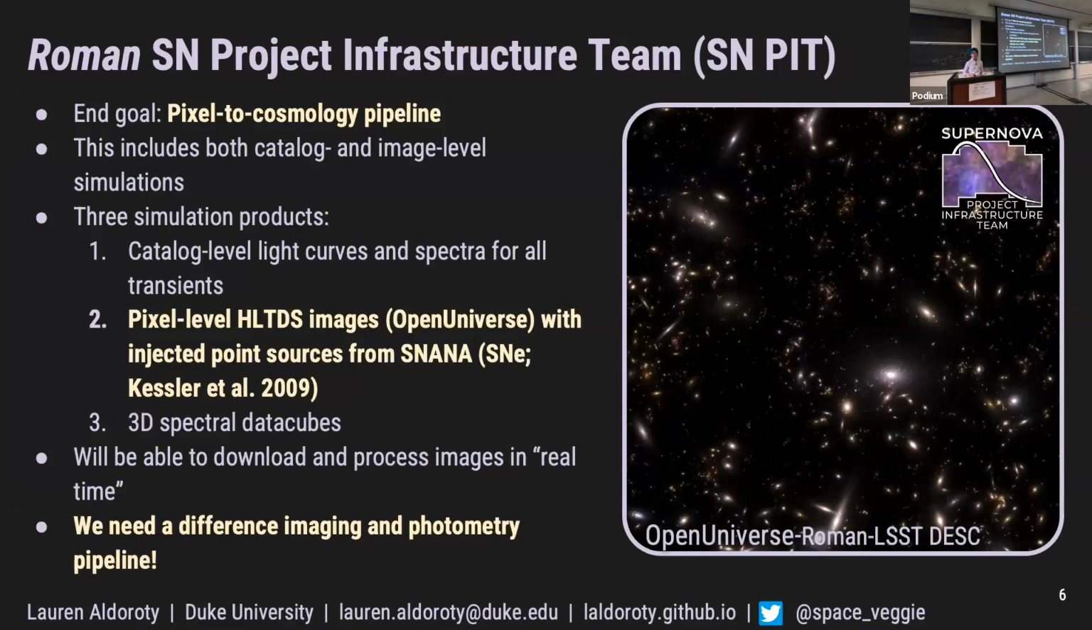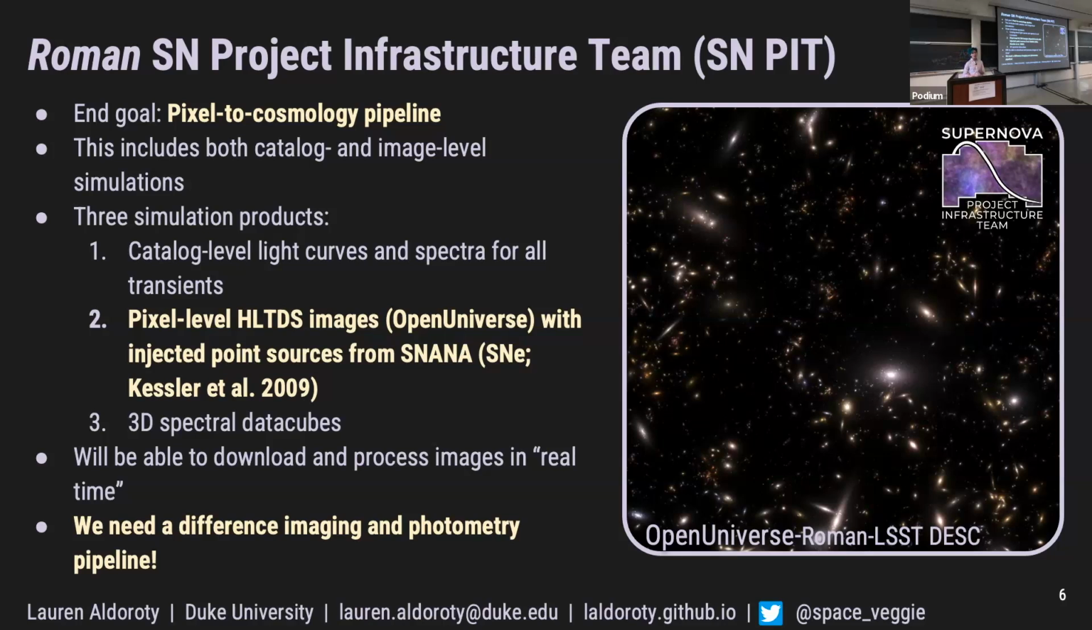So I'm a member of the Roman Supernova Project infrastructure team. Our end goal is to build a pixel to cosmology pipeline. In other words, we aim to deliver software that'll take us from raw Roman data to cosmological parameters with the accuracy specified. That'll include both catalog and image level simulations. The catalog level simulations can help with designing things like observing strategy, but there are things that we can only learn from the image level simulations, like detector noise, artifacts, et cetera, that will then feed into the catalog simulations.